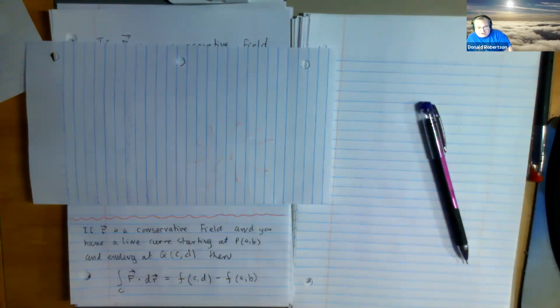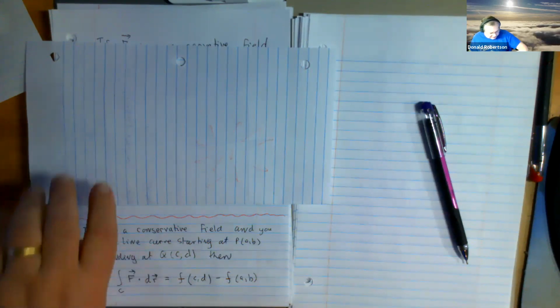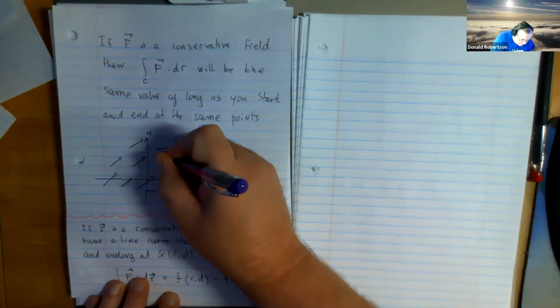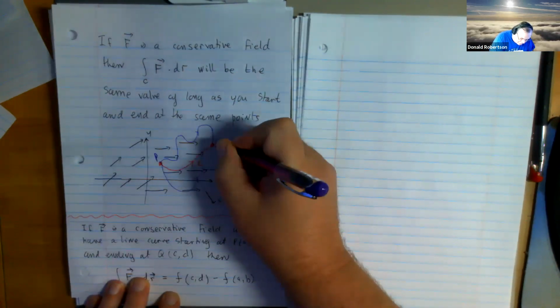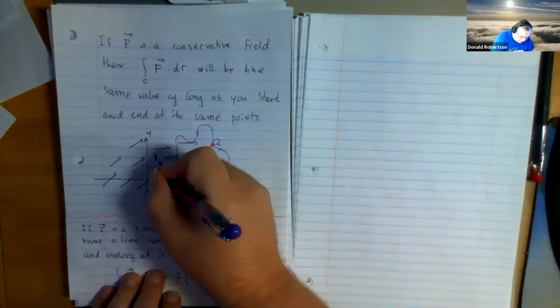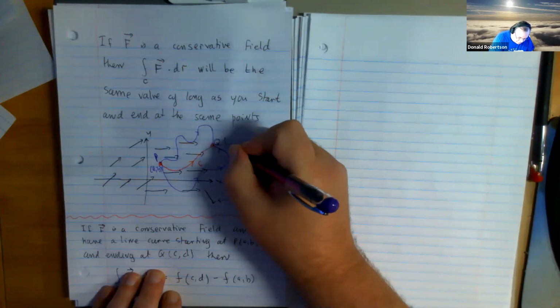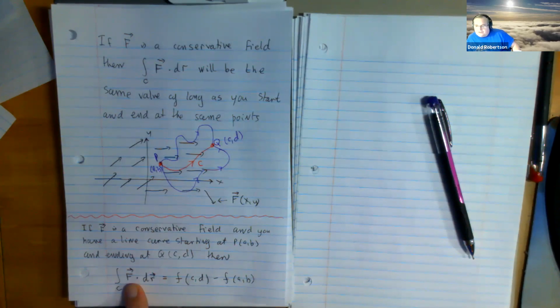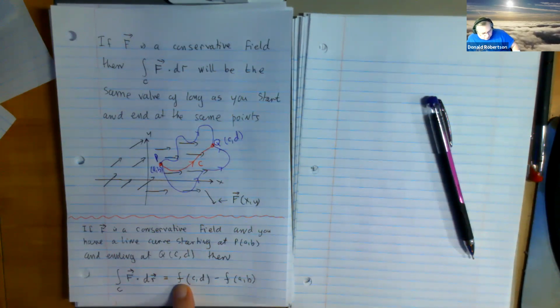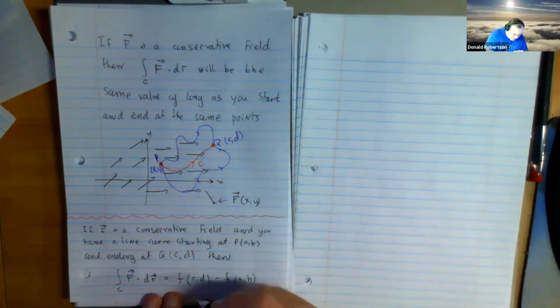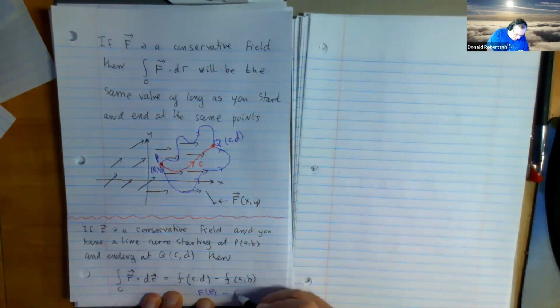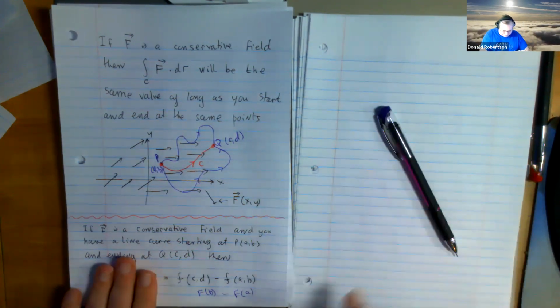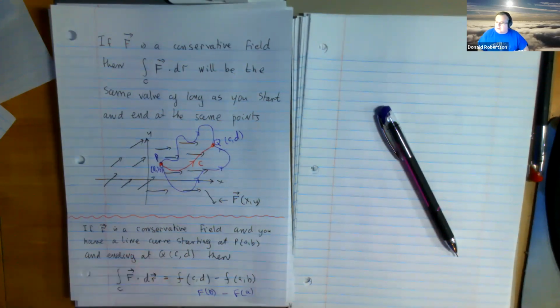If F is a conservative field and you have a curve starting at some point P and ending at some point Q, so imagine I'm calling this point P and this point Q, and P has coordinates (a, b) and Q has coordinates (c, d), then that line integral is the value of little f at (c, d), take away the value of little f at (a, b). Isn't that very similar to that fella? Isn't that end minus start like in Calc 2?